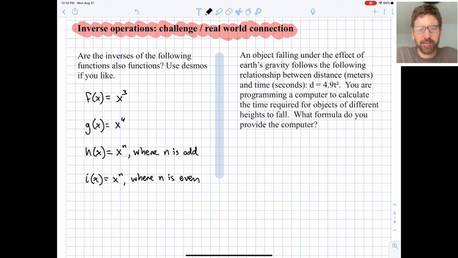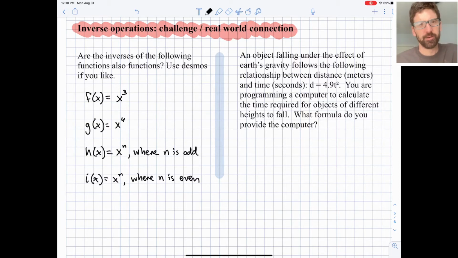All right, this is a challenge in a real-world connection problem on inverse functions. I encourage you to pause this video, try these on your own, and then check back in and see how you did. So let's do the left-hand one first. The question is, are the inverses of the following functions also functions? Use Desmos if you like. Let's definitely use Desmos for this.